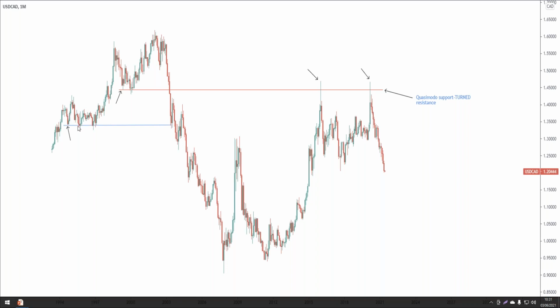So look, here we have, as I just briefly explained, a complex head and shoulders Quasimodo support.